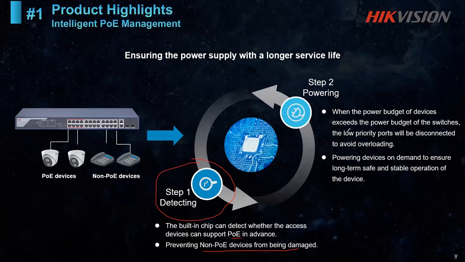Then talking about the power, normally we have a PoE budget, the maximum wattage that can be given out from the switch to power these devices. In any case, when the PoE budget is exceeded, the low priority ports will be disconnected. So it is automatically capable of disconnecting the low priority ports. I will share what the low priority ports are in the upcoming slides. So you can plug your high critical cameras into the high priority ports and they will be up and running without any issues, even if the power is overloaded.